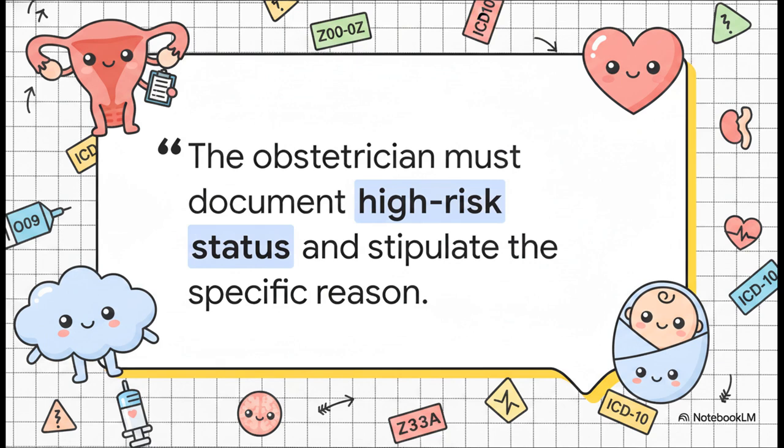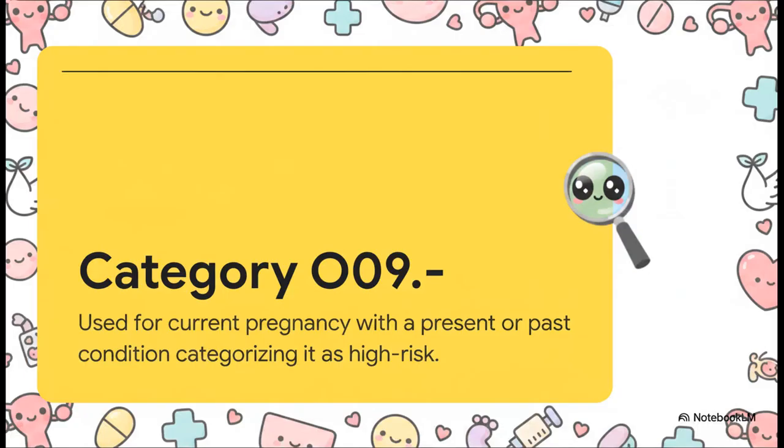I really want you to let that sink in. A provider simply scribbling high risk on a chart? Yeah, that just doesn't cut it. Abstracting the specific reason from the chart, the actual why behind the risk, is the core job of the medical coding professional. To accurately code that specific reason, we rely on category O09, which stands for the supervision of high-risk pregnancy. We reference this category for a current pregnancy where there's a present or past condition that flags it as high risk. So the crucial point is that this category is our primary tool.